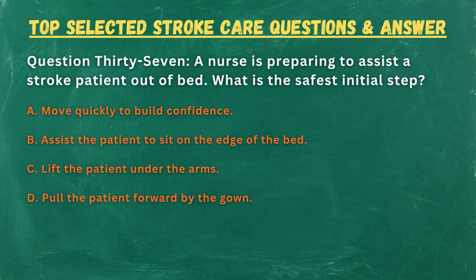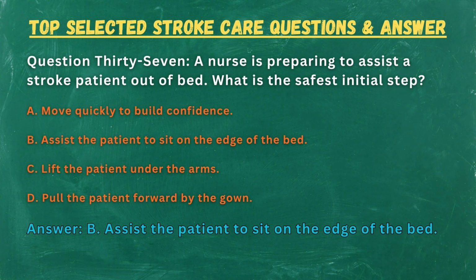Question 37. A nurse is preparing to assist a stroke patient out of bed. What is the safest initial step? A. Move quickly to build confidence. B. Assist the patient to sit on the edge of the bed. C. Lift the patient under the arms. D. Pull the patient forward by the gown. Answer. B. Assist the patient to sit on the edge of the bed.